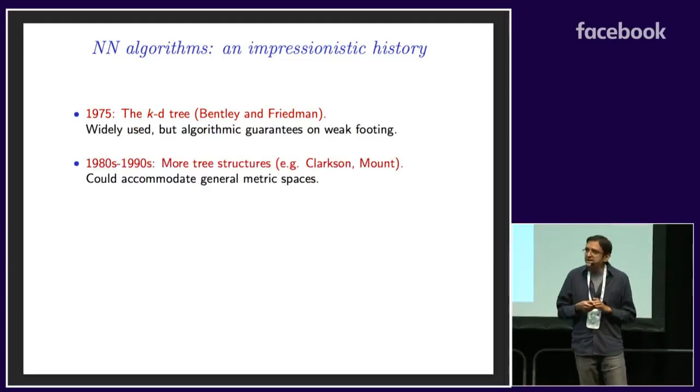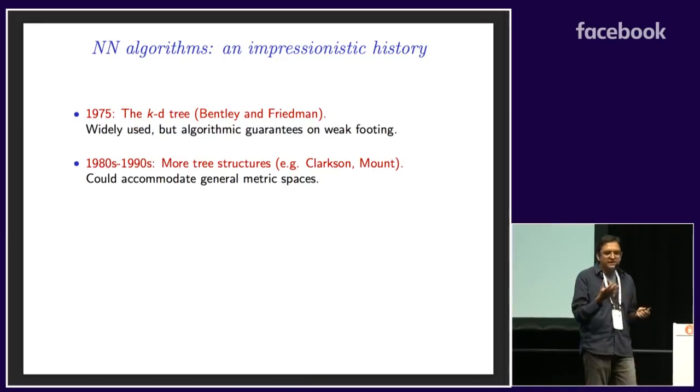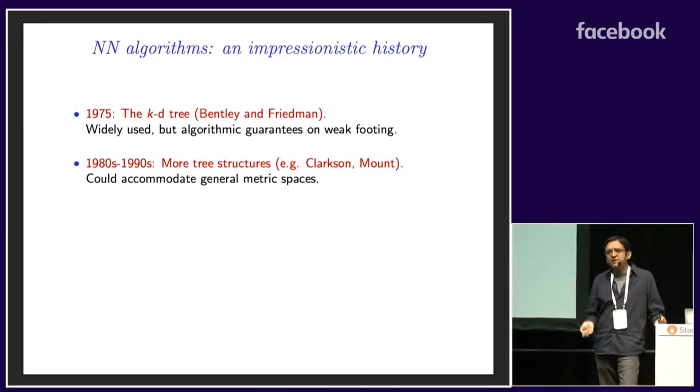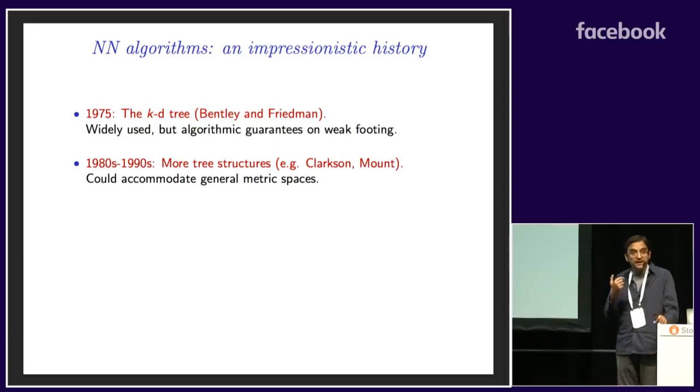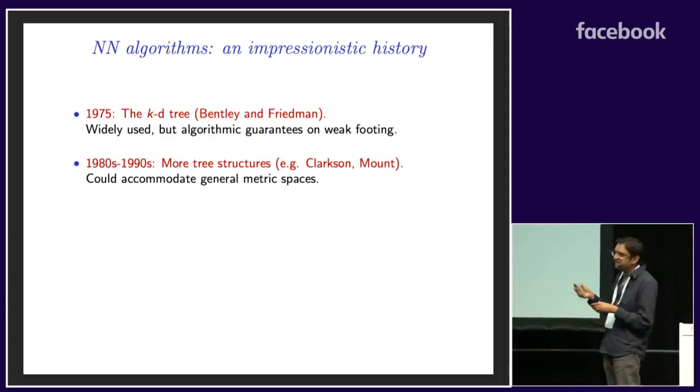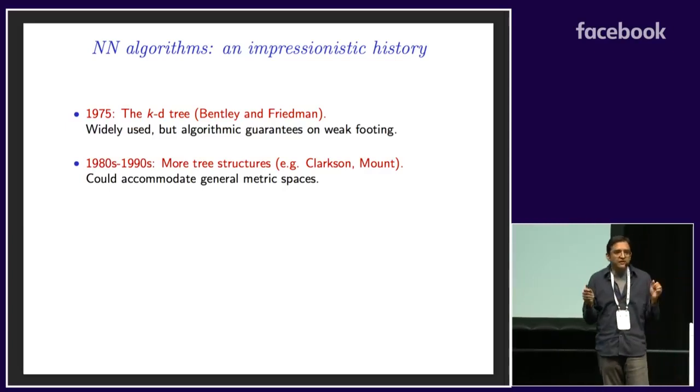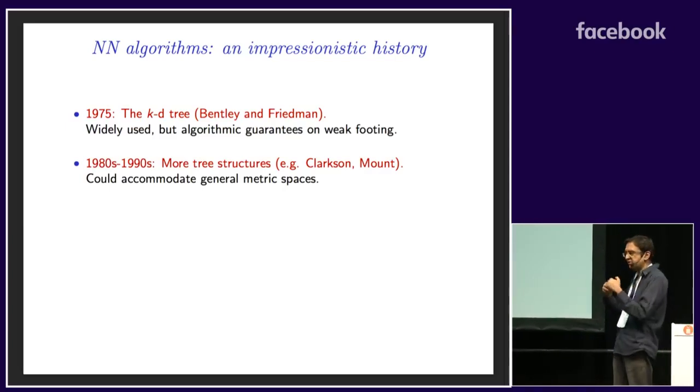So then in the 80s and 90s, people said, this KD tree is really nice, but it's only for Euclidean data. What if we were in a more general metric space? What kind of data structures could we come up with then? Okay? And they started developing all sorts of clever tree structures. So that was sort of a second phase of nearest neighbor search.